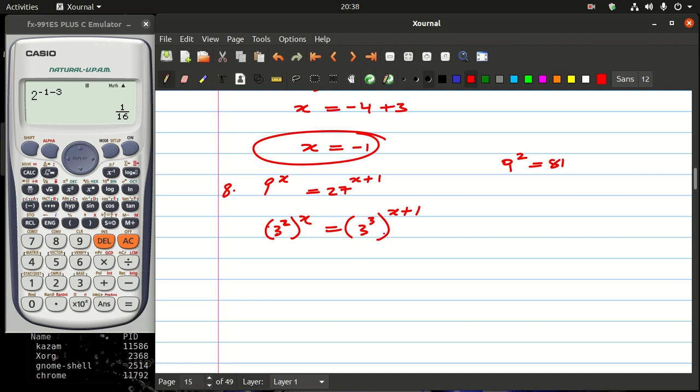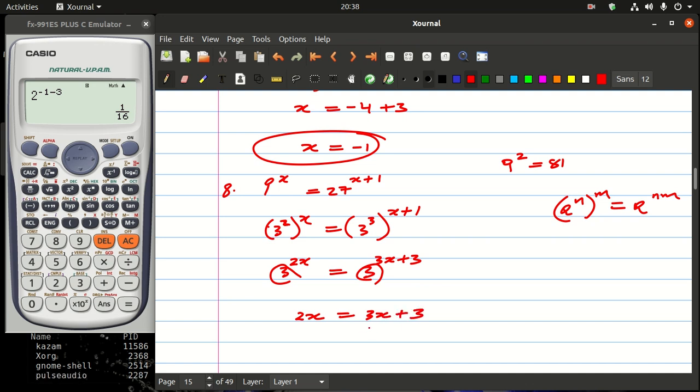I use the same law here, that a power of a power is the same as just keeping the base and multiplying the exponents. So I multiply these two: I have 3 raised to 2x is equal to 3 raised to 3 times x plus 1, which is 3x plus 3. This base and that base are the same, so I should have the same exponents if these two things are equal. So I have 2x is equal to 3x plus 3.